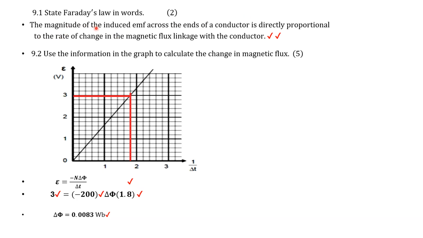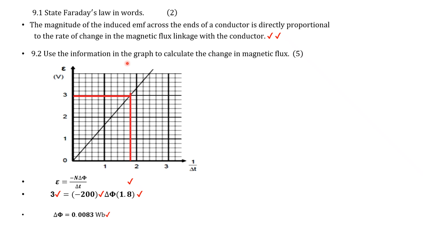9.1, this is state Faraday's law in words. So the magnitude of the induced EMF across the ends of the conductor is directly proportional to the rate of change in the magnetic flux linkage with the conductor. 2 marks. Right, so in short, if you study your definitions and you know your definitions, you can basically pass physics in grade 11 or grade 12. They make sure there's 30% and more, although I don't agree with the pass rate of 30%. Should be more like 50%, but yeah, I don't make the rules.